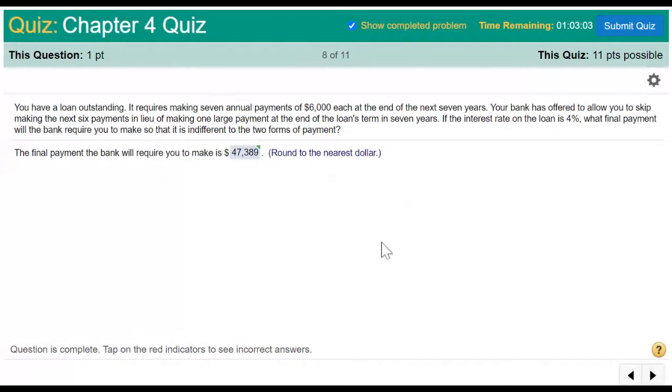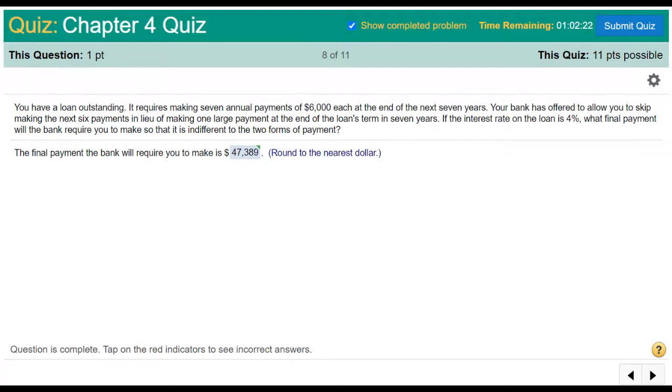Okay. This was the balloon payment, right? At the end of the 7 years. This was the balloon payment. So N equals 7, IY equals 4, payment equals 6,000, right? Present value is 0, compute for future value. And you should come out to 47,389. Round to the nearest dollar.